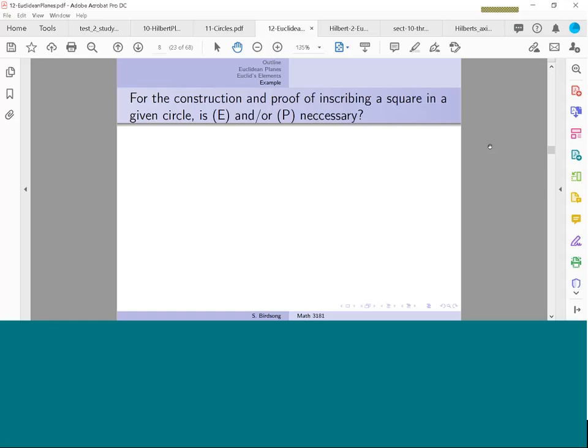Now, we're not going to have time to do both parts, so I'm just going to do the construction part, and I'll post the proof part for you guys. So we're going to start off being given some circle, and then we're going to try to put a square in it.